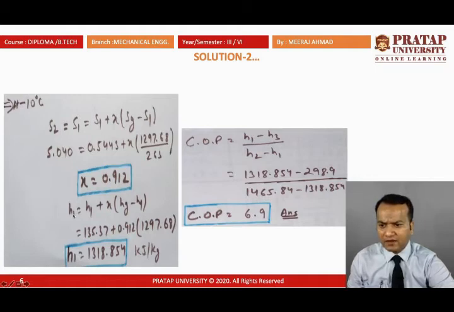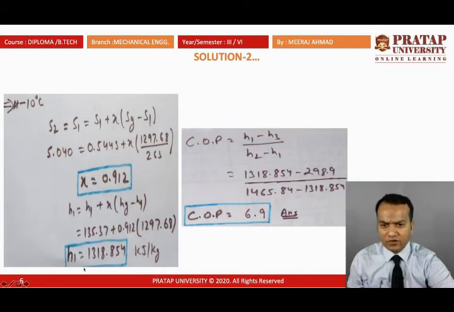So point 1 is a wet region. So H1 is equal to Hf plus X times Hg minus Hf. Put the value of X here and put the value of Hf from the table, and Hg minus Hf is equal to latent heat at temperature minus 10 degrees Celsius. Put the value from the table. Here you find the H1 value, which is 1318.854 kilojoule per kg.